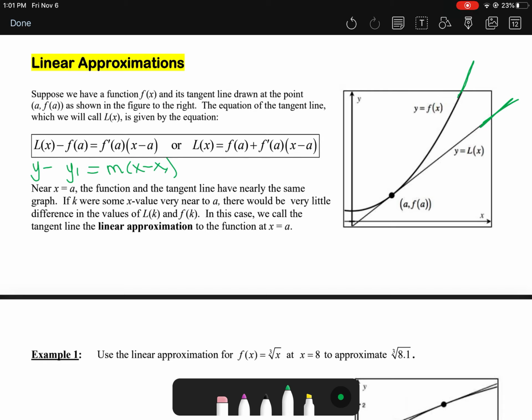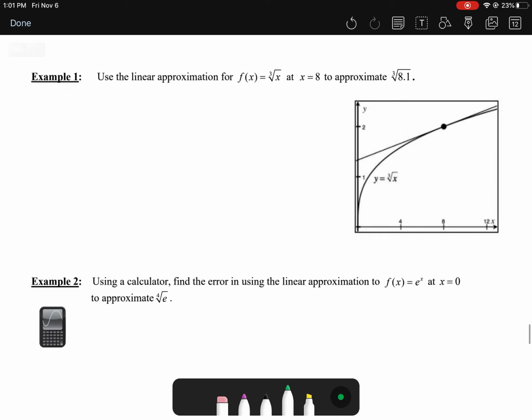Okay, so if k were some x value very near to a, there would be very little difference in the values of L of k and f of k. In this case, we call the tangent line the linear approximation to the function at x equals a. Okay, so we're going to go ahead and do 3 examples.